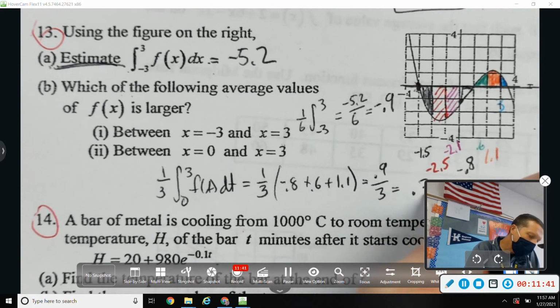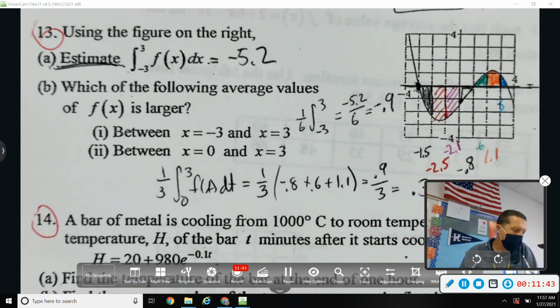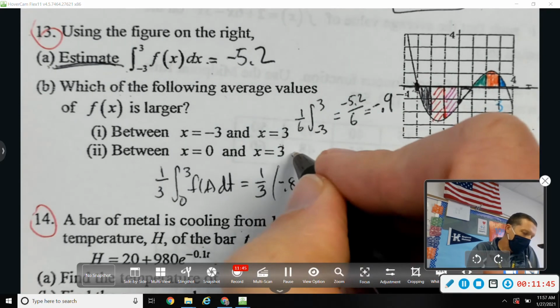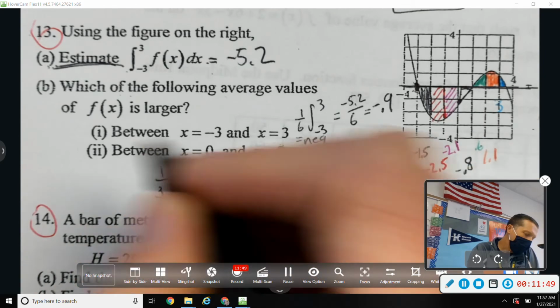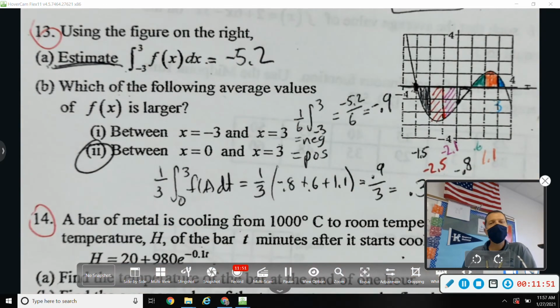Would you have to write it out like that, or could you just say it's obvious that negative 3 to 3 is negative, and 0 to 3 is above the line, so it's positive? Yeah, you could say that. Because it's clearly negative 3 to 3 is net negative, and 0 to 3 is net positive. So 0 to 3 is going to be greater because it's positive.